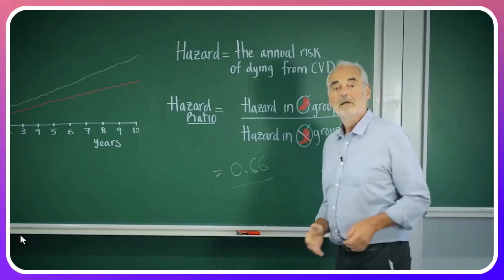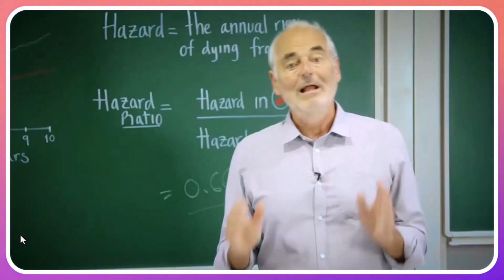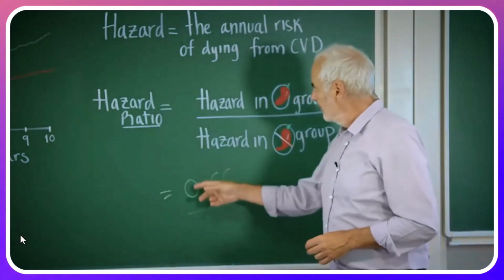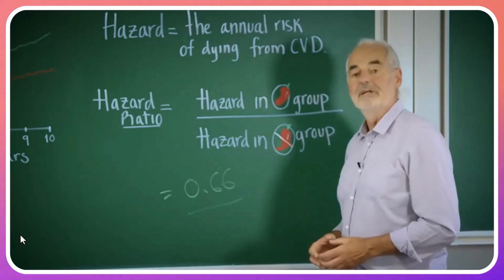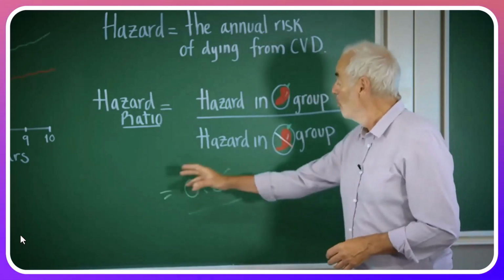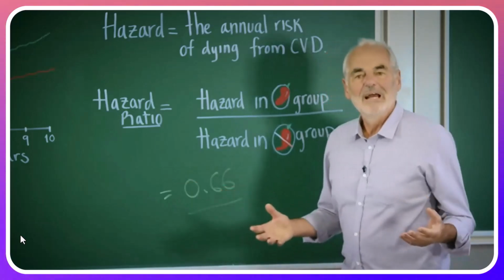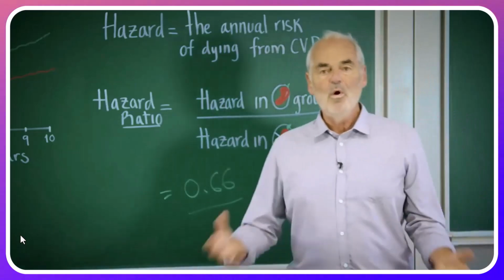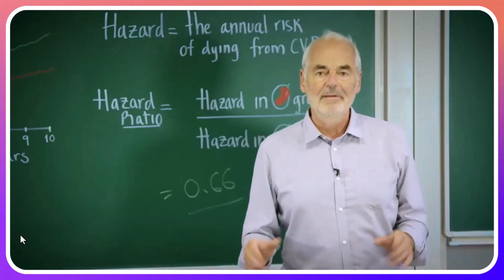So, how do we communicate hazard ratios? Well, you could say that this 0.66 represents a 34% reduction in the annual risk of getting a heart attack or stroke. And 34% because that's just 1 minus 0.66. Yeah, but it's not very good. I mean, 34% reduction from what? If you want to tell a good, clear story, here's a better way.